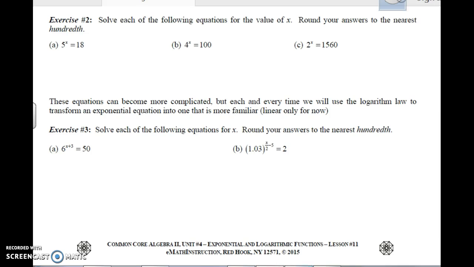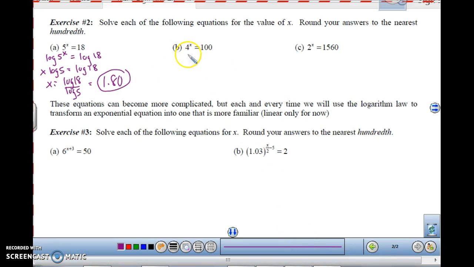Okay, let's try another one. 4 to the x equals 100. All right, can we raise these to a power? Do you know what the base could be? Well, you could do a base of 2, but it won't work that well. But if we do log of both sides, log of 4 to the x is equal to the log of 100.